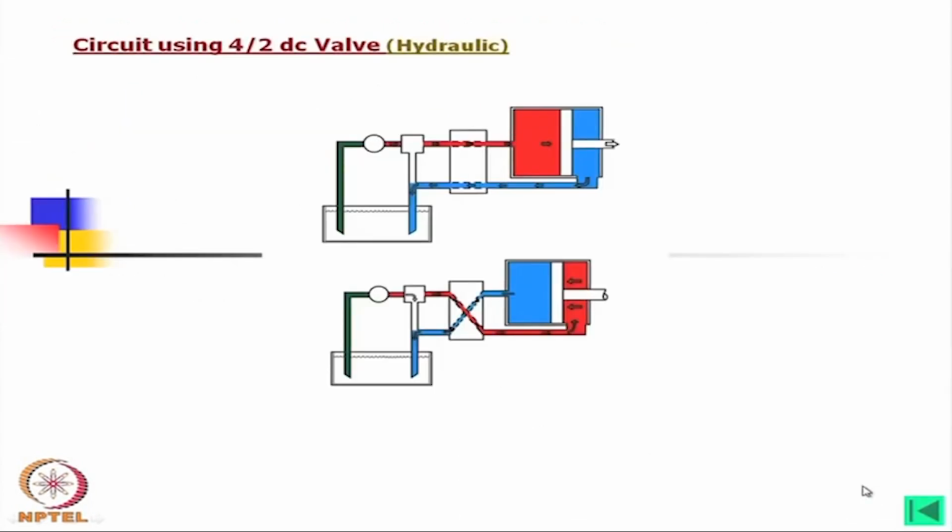Now, a very simple circuit is shown with a direction control valve. This is not an on off type. This is a two position valve, you can say, either it is going straight or it is going in the opposite direction. So, to understand the operations we can present the circuit like this, but for general purpose we use the symbols.